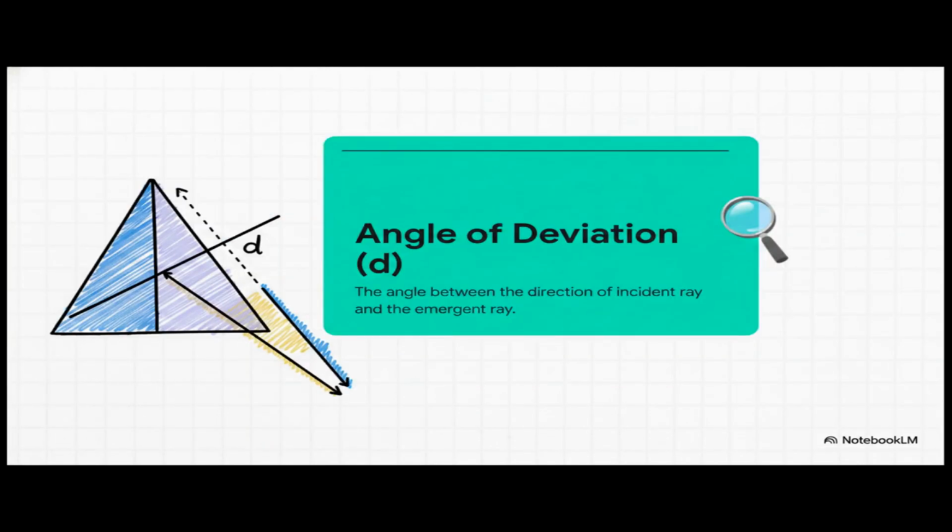So the main takeaway here is that the prism forces the light entirely off its original straight-line path. Imagine drawing a straight line showing where the light would have gone if the prism wasn't there at all. Then, draw another line tracing where it actually went. The angle between those 2 lines? That is the angle of deviation, and we represent this total bend with a lowercase d.